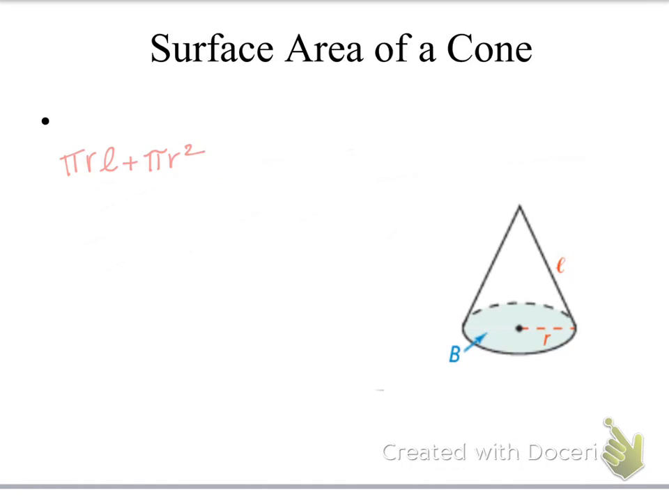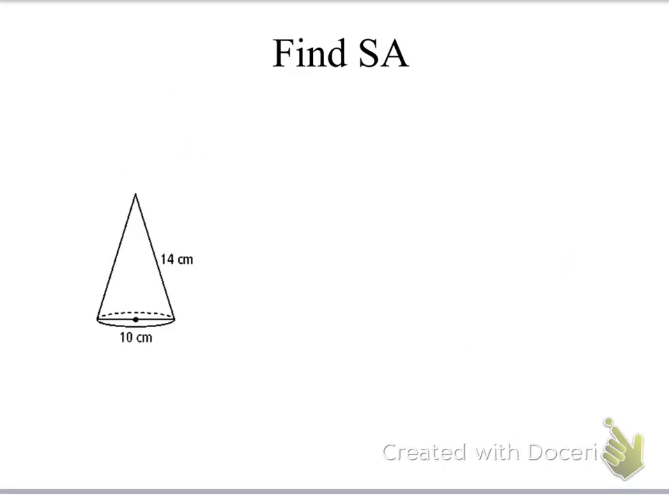Surface area, we have to add the area of that base to it. So my pi r l is that lateral area. Pi r squared is a circular base that we're adding, and there is only one. My diameter all the way across is 10, so my radius is 5. My slant is 14.